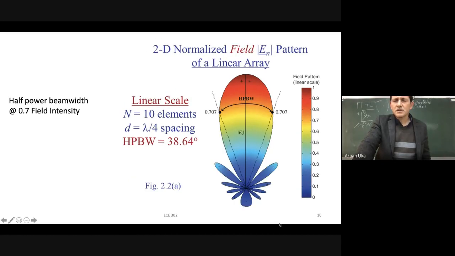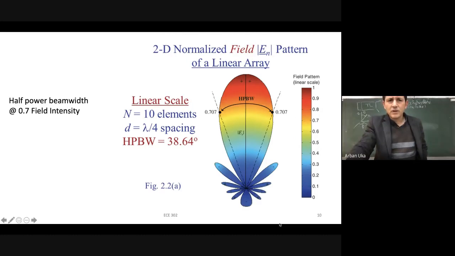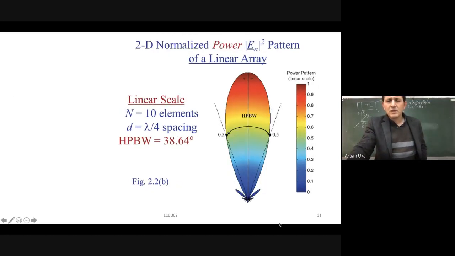Now, this graph is the pattern of the E field. This is the E square, so this is really the power pattern. Since this is the power pattern, it is easy also to distinguish that the HP, half power beam width, is really at the 0.5 scale with respect to the maximum value.